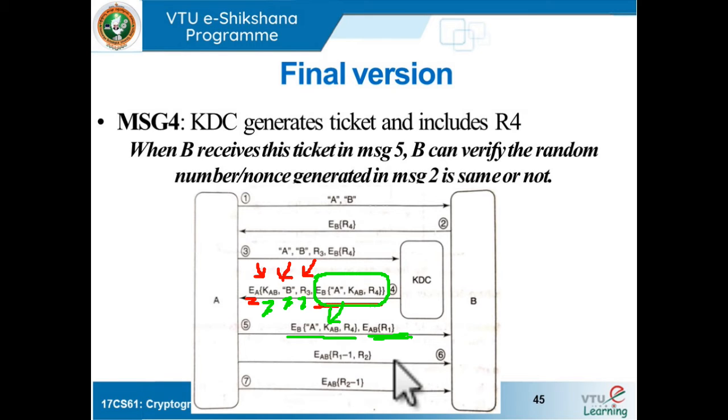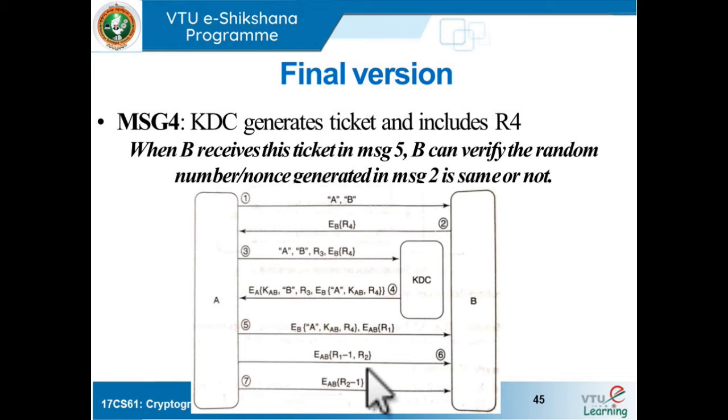And also it generates a ticket that needs to be sent to X. Now what does this ticket contain? It contains the identity of A along with the session key KAX, which is encrypted using EX, a long-term key shared between X and KDC. Now A also needs a session key. For that, KDC includes the session key, which is encrypted using the long-term secret shared between A and KDC.